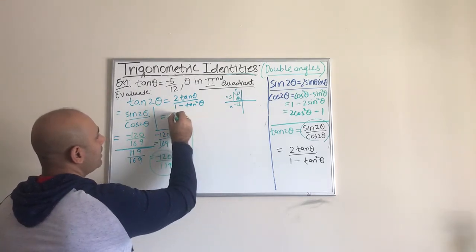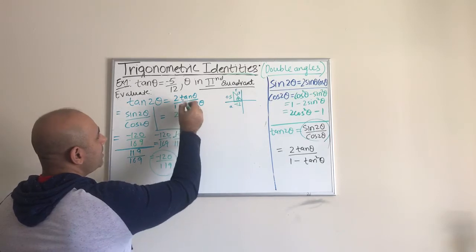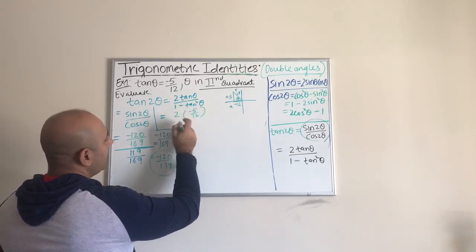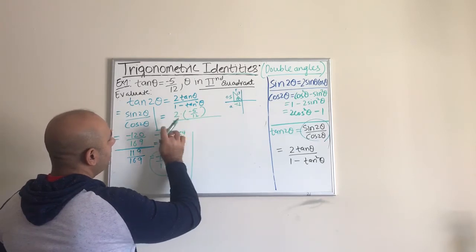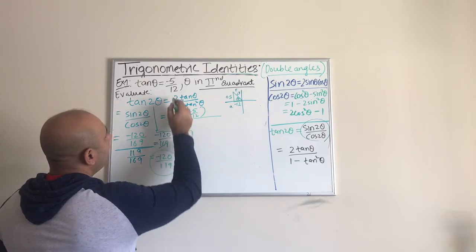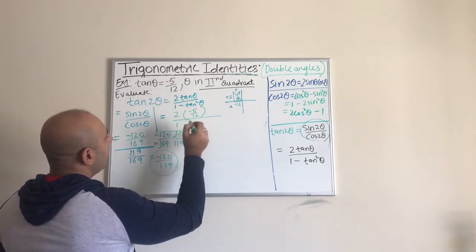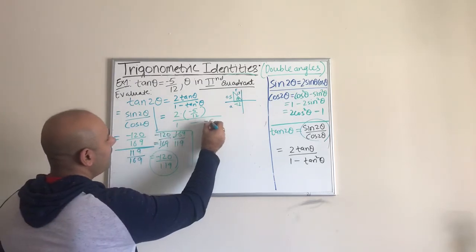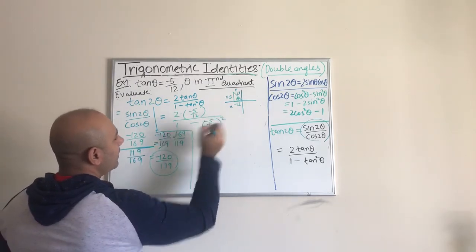So this can be written as 2 times tangent of theta, which is negative 5 over 12, okay? And then this whole thing has to be divided by 1 minus, and what do I have? Tan squared theta, which is negative 5 over 12, whole squared, okay?